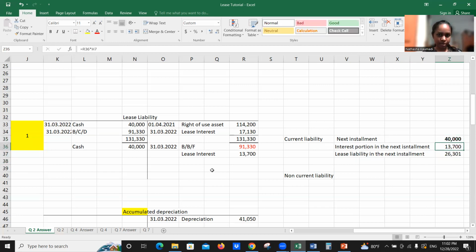Installment is 40,000. In that installment, we had the interest, that is 13,700. After removing that 13,700, you are getting the lease liability 26,301. So next year, you will be paying 26,301 from this 91,000. So what is the current liability? Current liability is 26,301. Then how to take the non-current liability?